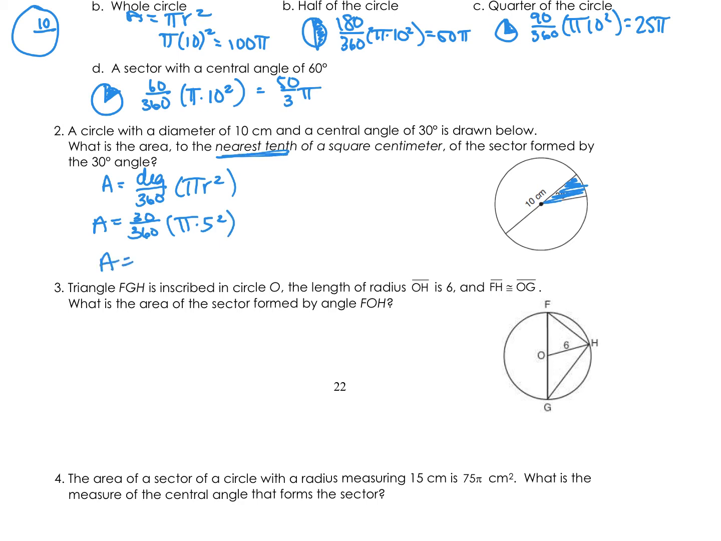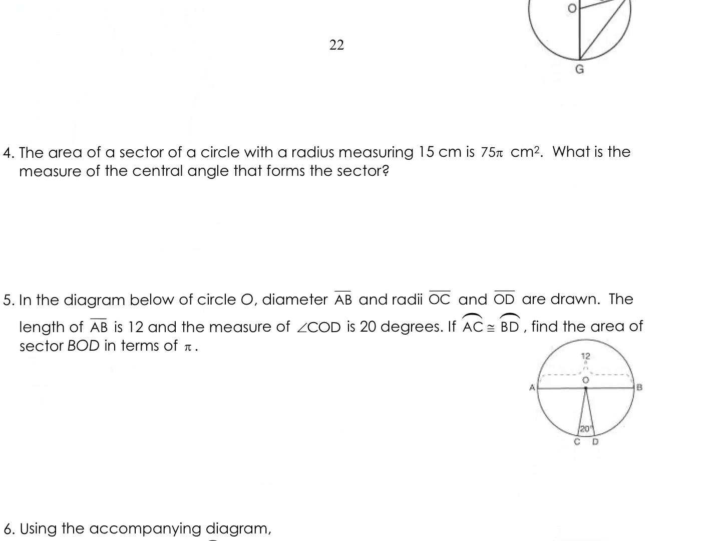And we are rounding this to the nearest tenth, so we can go ahead and type all of it in our calculator. 30 over 360 times pi times 5 squared. Enter and round. 6.5, and this is centimeters squared. And there is our answer for that one. All right. Why don't we go ahead and we'll skip number 3 and focus on some of the questions on the back.